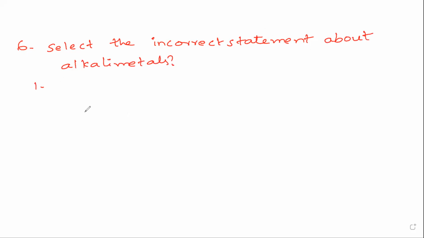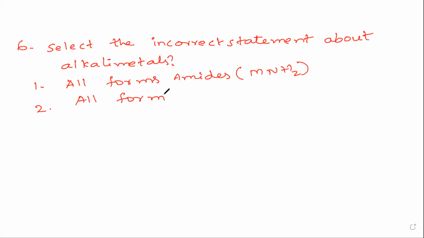Option 1: all alkali metals form amides, that is MNH2. Which will form amides, we'll see. Next, second option: all alkali metals form superoxides.